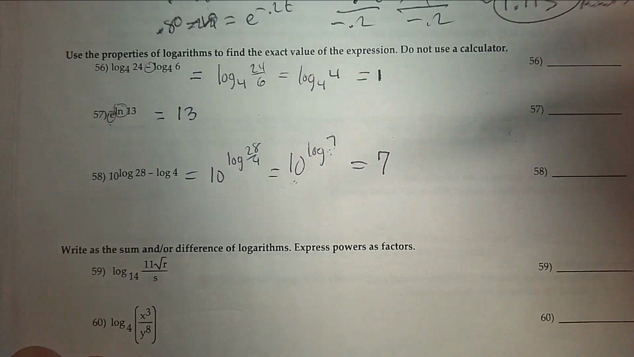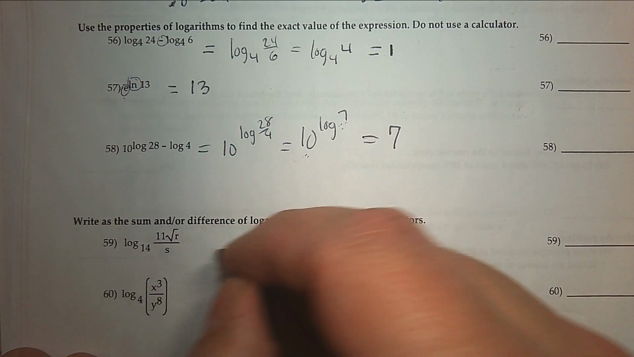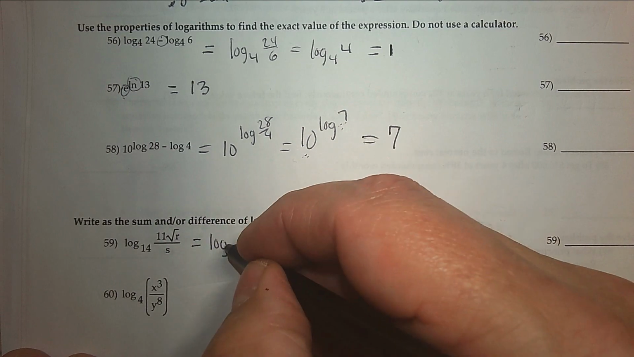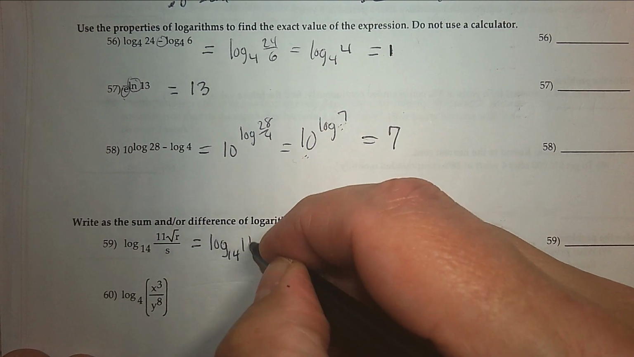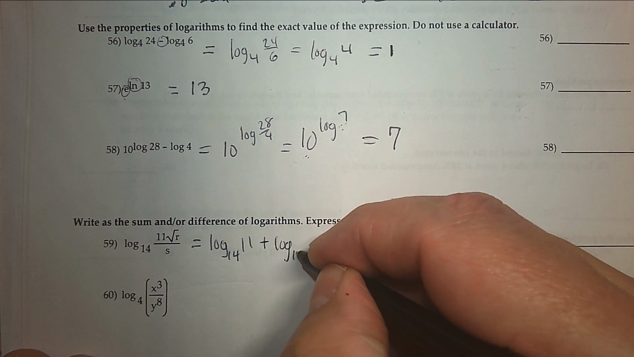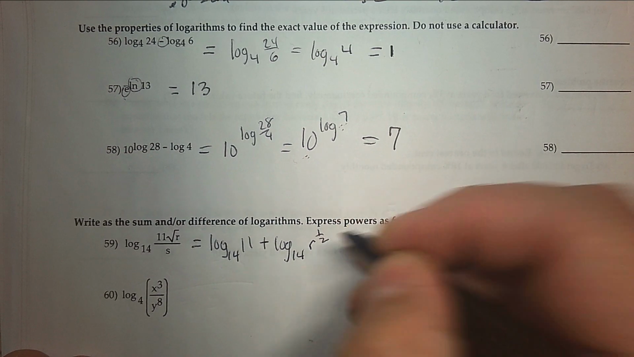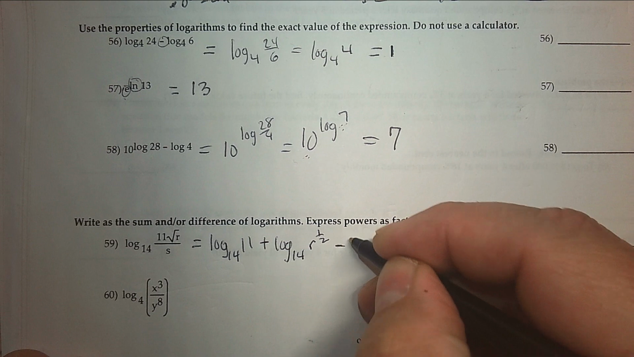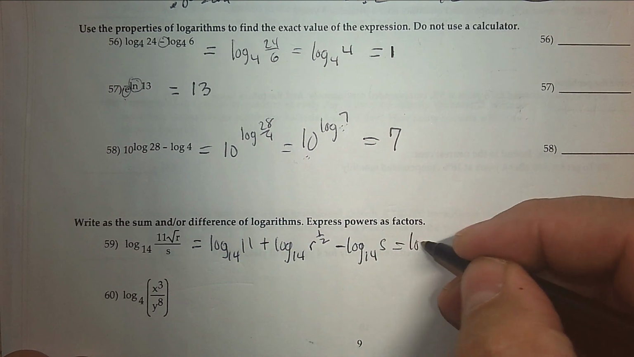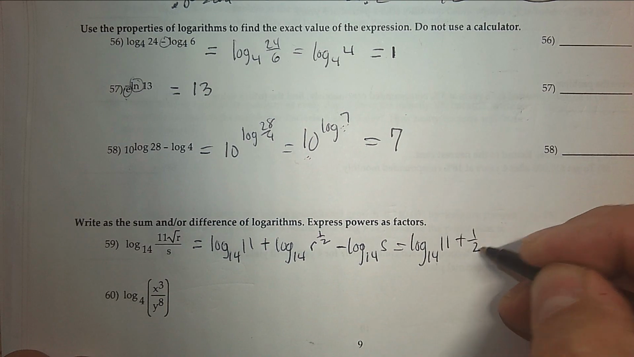All right, can you write this as the sum and/or difference of logarithms? So can I expand this? Let's just start one at a time. Log base 14. I have 11 multiplying, so I can add, and then again base 14. Now root r, I'm going to write as r to the 1/2. And then when I'm dividing, I'm going to subtract. Same base each time. The only thing I can do for one more step is that the 1/2 can be a product in front.